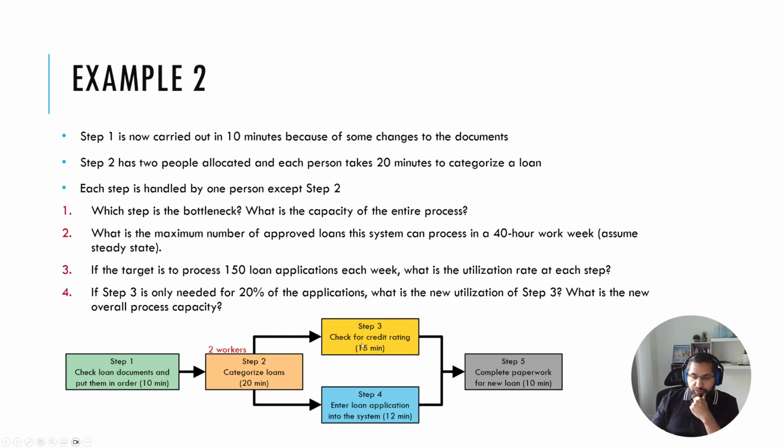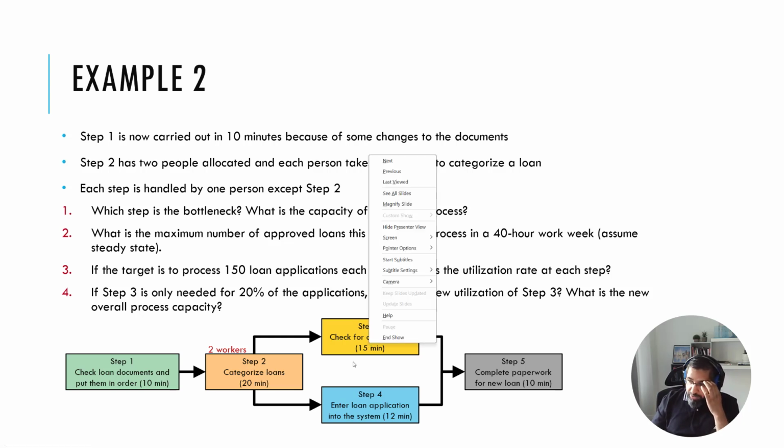So what is the capacity of step 3? Capacity is always 1 over cycle time. So it's going to be 1 over 15 units per minute. But we don't like to think of capacity in units per minute. So let's just multiply that by 60 to get units per hour. So we're going to have 60 times 1 over 15, or 60 divided by 15, which will give us 4 units per hour, or 4 loan applications per hour. So that is the new capacity.